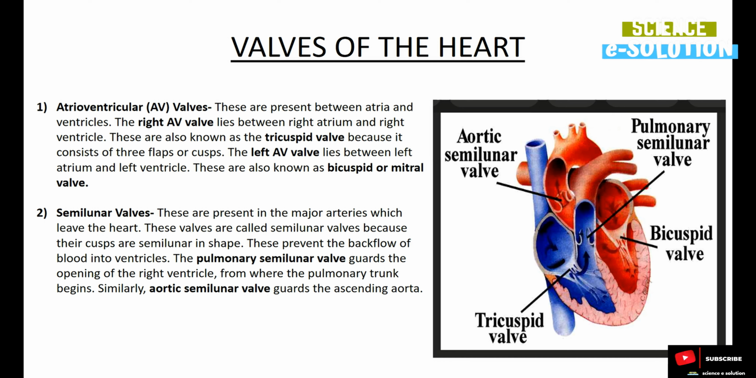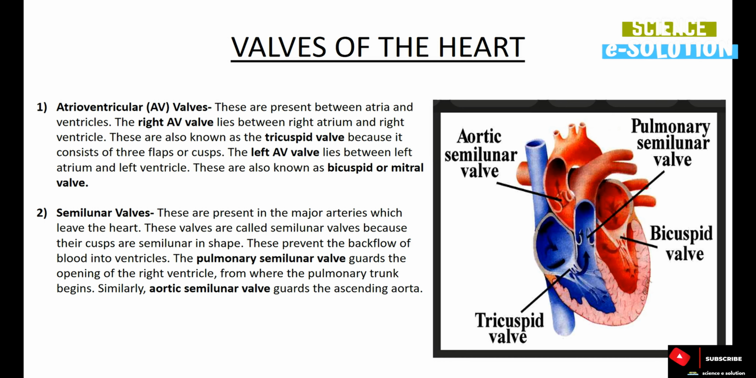The right AV valve lies between the right atrium and right ventricle, which is also known as the tricuspid valve because it consists of three flaps or cusps. The left AV valve lies between the left atrium and left ventricle. It is also known as the bicuspid valve, similarly because it consists of two cusps. It is also known as the mitral valve.